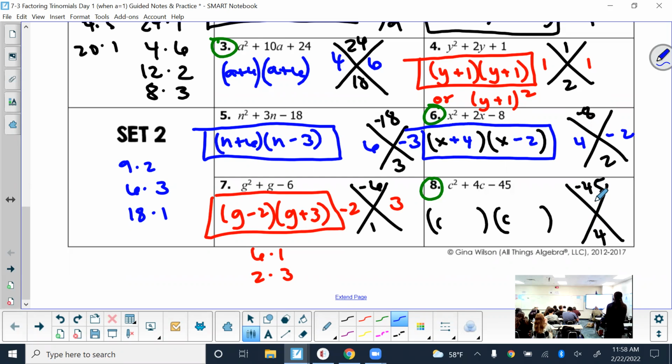Signs do matter. Down here, what numbers multiply to negative 45 but add to 4? 9 and a negative 5. So c plus 9 and c minus 5. Questions on number 8?